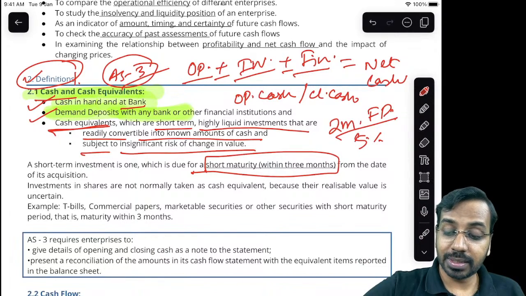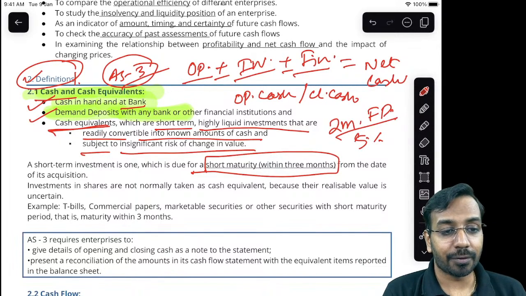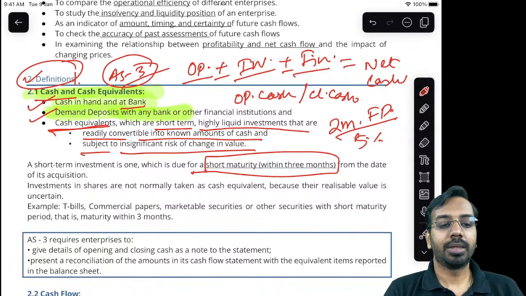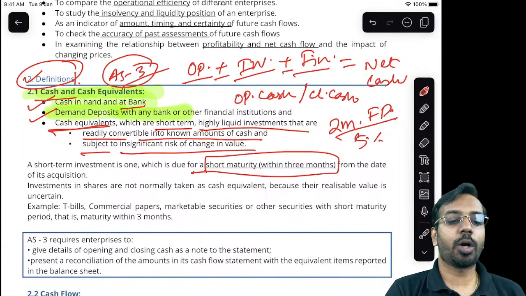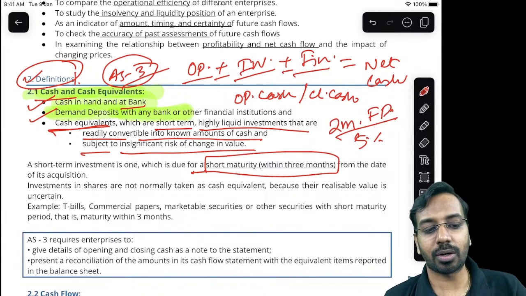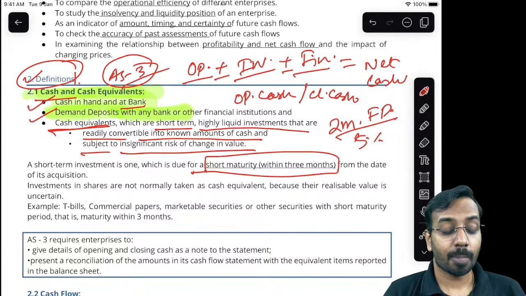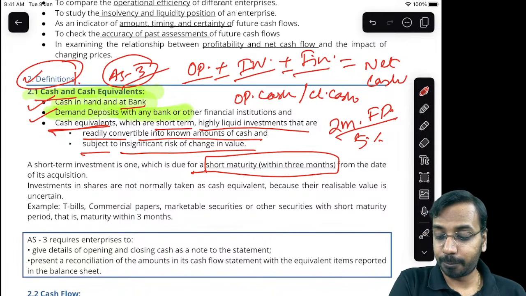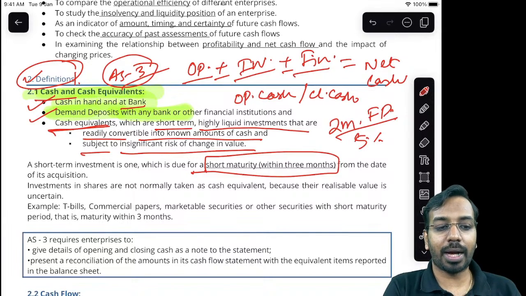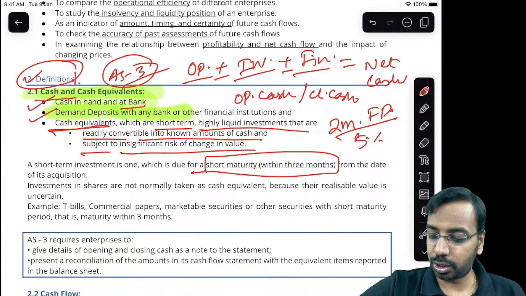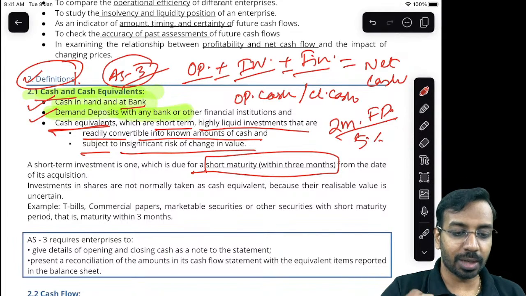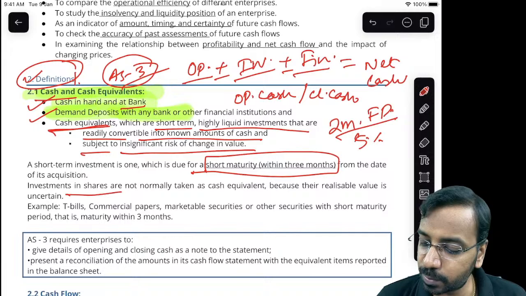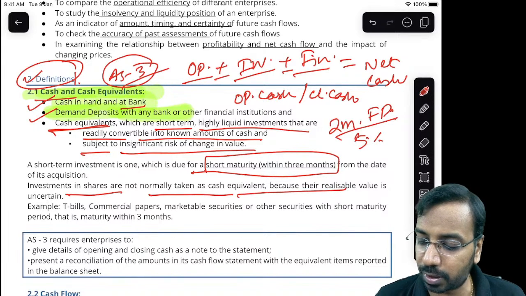Means when we say cash equivalent, whatever amount I'll receive, I should know there is no risk in that particular amount. Now, if I have investment in shares, that will not be considered to be cash equivalent. Why not? Because investment in shares, I don't know the amount. It will not be considered cash equivalent unless it is something like preference shares maturing within 3 months of time. But generally investment in shares are not normally taken as cash equivalents, right?